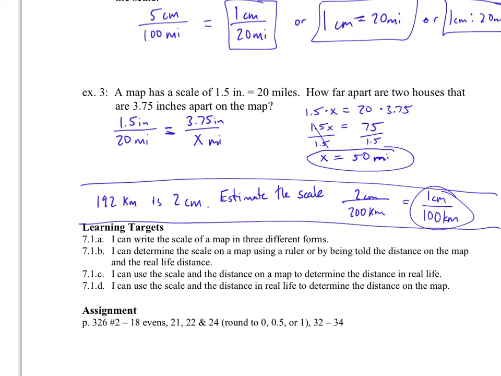So first, it's writing the scale different ways. That was the first example. How can you write things a different way? Second one and the extra one we're estimating, and finding a scale by giving some numbers. The third example there is taking a scale and a measurement and figuring it out.